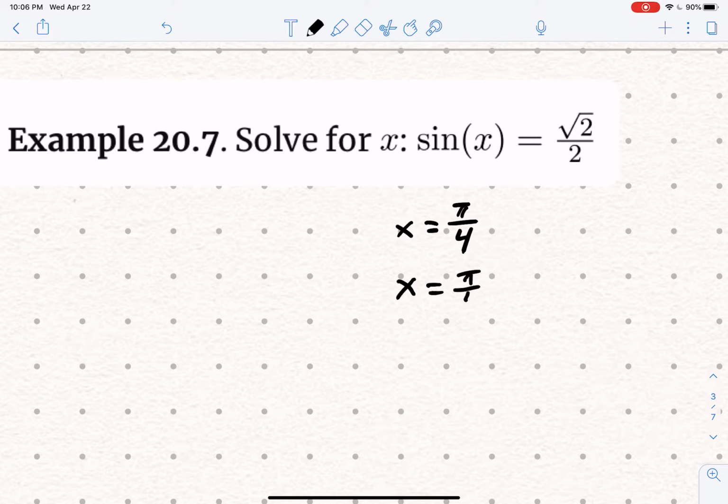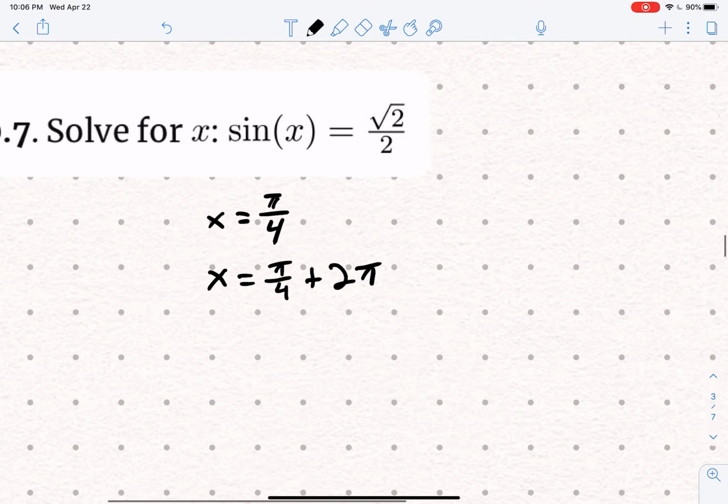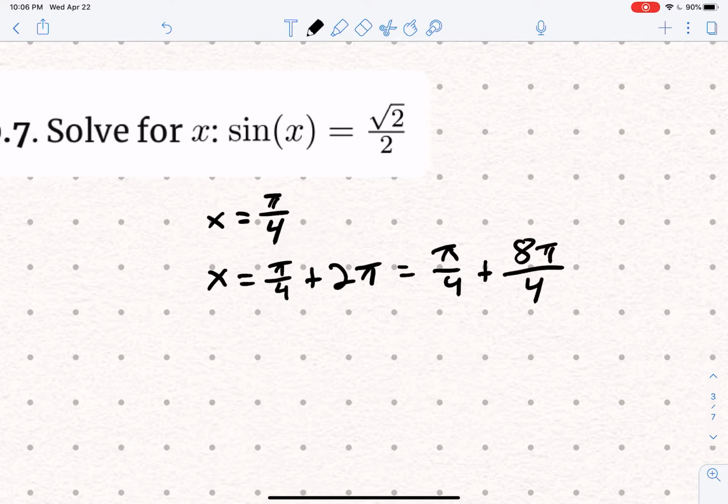That 9 pi over 4 is obtainable if we just take our pi over 4 and add on 2 pi. Remember, adding 2 pi, we have to get a common denominator, so this is pi over 4 plus 8 pi over 4 if we multiply the top and bottom by 4. Then we add these together, and on the top, pi and 8 pi gives us 9 pi over 4.